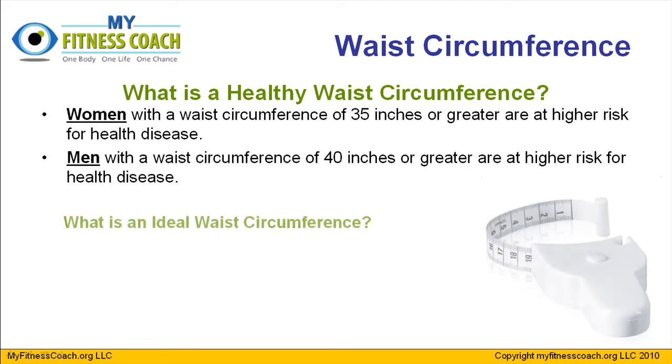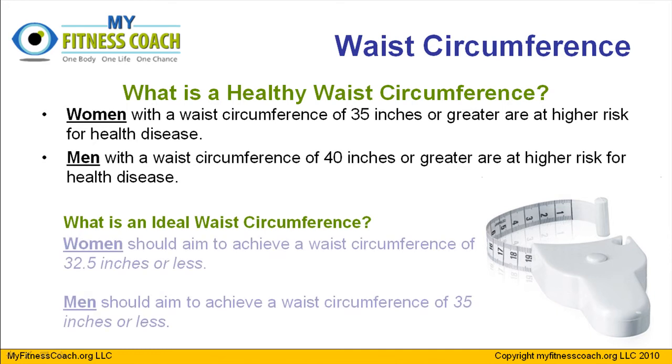Now, there are ideal ranges, which put you at significantly less risk for developing chronic health disease, and where I believe you ultimately would want to try to get your waist circumference in the long term. For women, an ideal waist circumference range is 32.5 inches or less. For men, an ideal waist circumference is 35 inches or less.